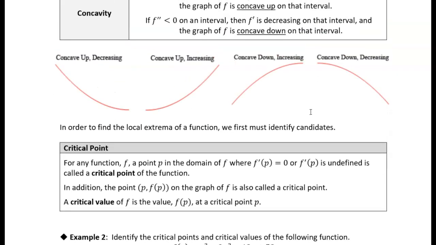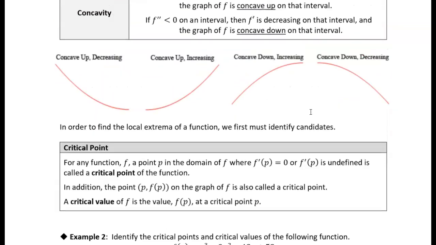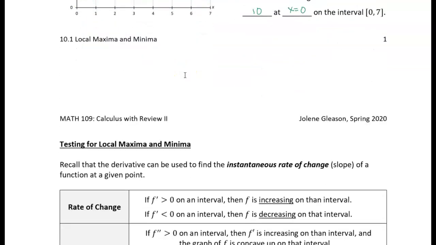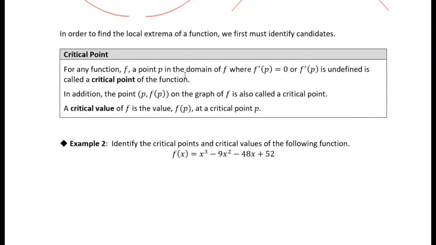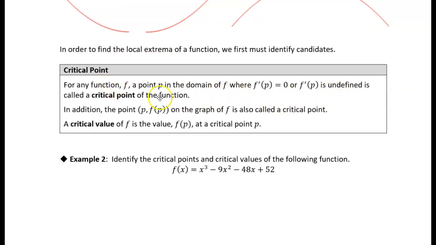Okay, so the trick to finding local extrema with calculus is to first of all just identify candidates. And as you saw back here, our candidates, it seems obvious to look at the places where the derivative is 0. And so that's how we identify the critical points. Okay, so a critical point is a point in the domain of the function where the derivative is 0 or the derivative is undefined. Okay, so we have a couple different criteria for identifying critical points.